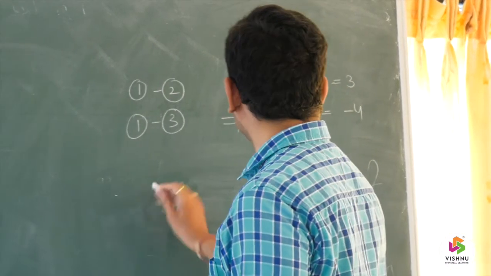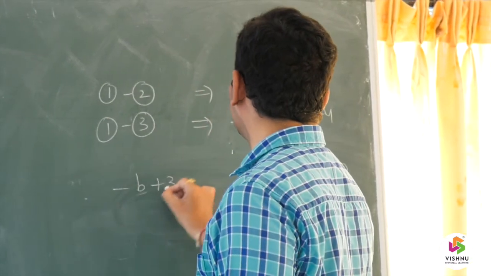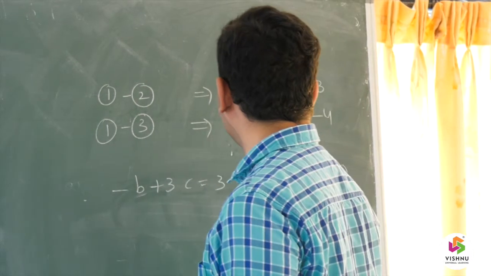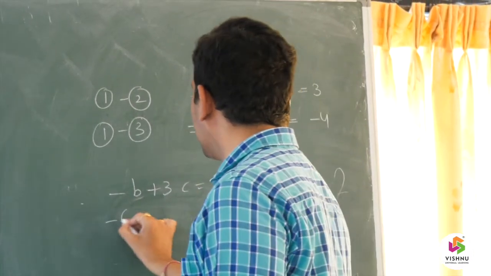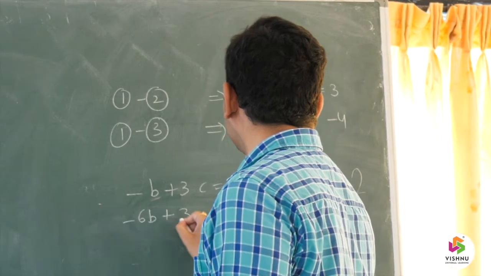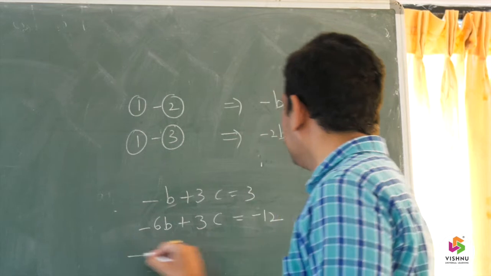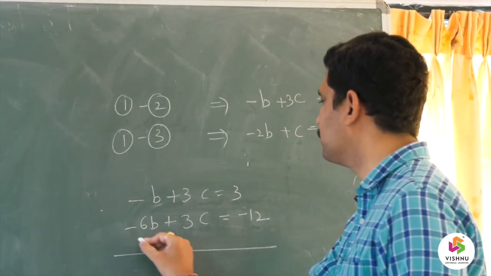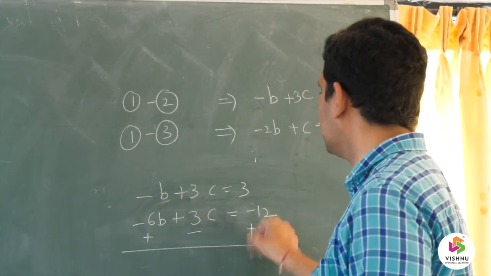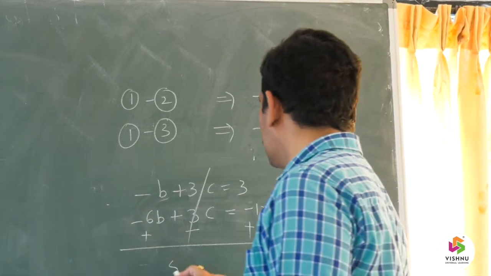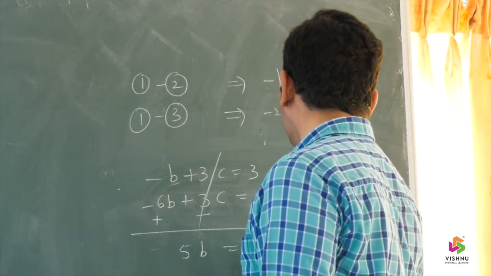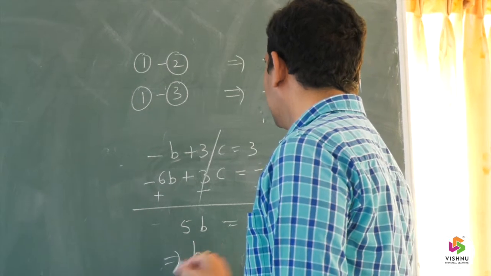So I will consider the equations minus B plus 3C equal to 3, and here by multiplying with 3 it will be minus 6B plus 3C is equal to minus 12. Now you subtract them, change the symbols, this will be plus, this will be minus, this will be plus, these two get cancelled. So 5B is equal to 15 implies B is equal to 3.